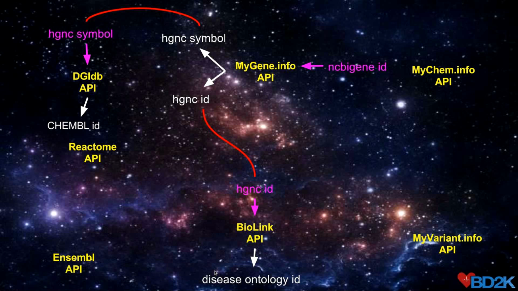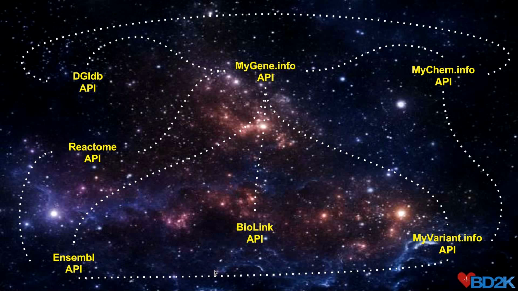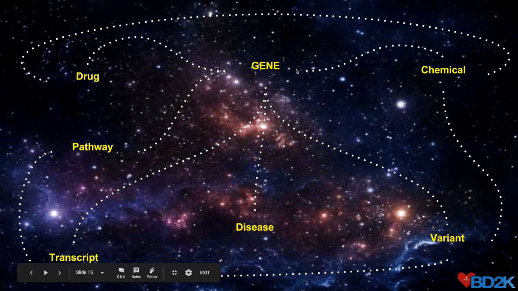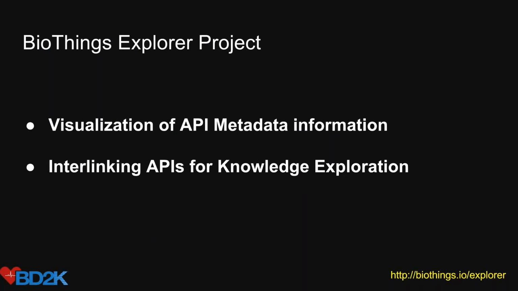And if you group all those nodes together, you can create a connected network of different APIs. You can connect all those biological APIs together. The ultimate goal is that you can connect the data behind these APIs together, so you can connect information about genes, chemicals, drugs, and pathways all together. So you create a network of information from different domain knowledges. And that's what the BioThings Explorer project is about.